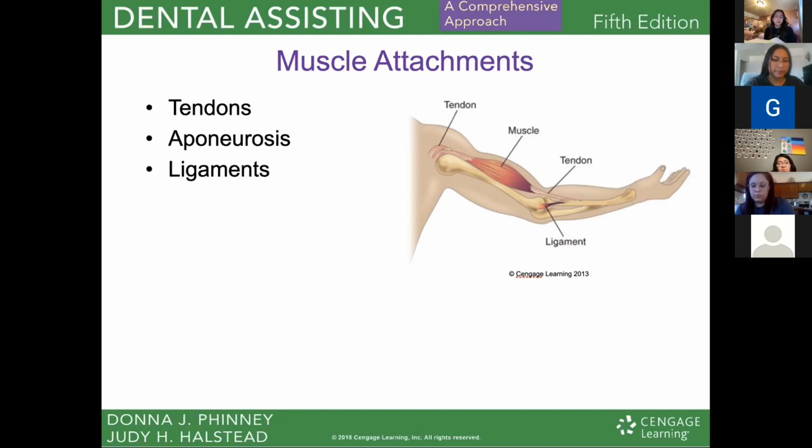Aponeurosis is a broad flattened extension that attaches muscle to bone and muscle to muscle. Ligaments are bands of fibrous tissue that connect or support two or more bones. So here we see ligaments here that attach two bones together.